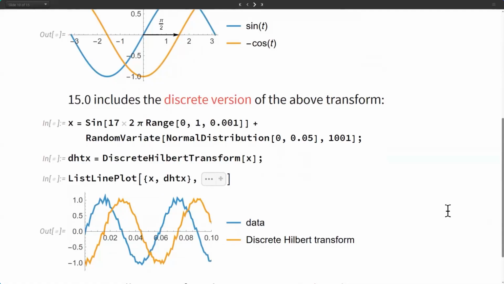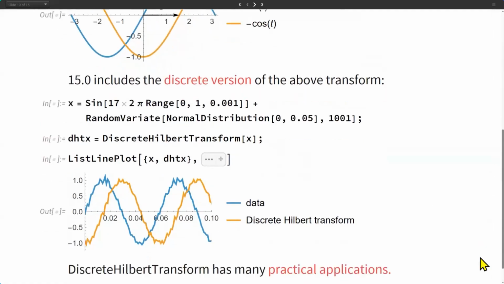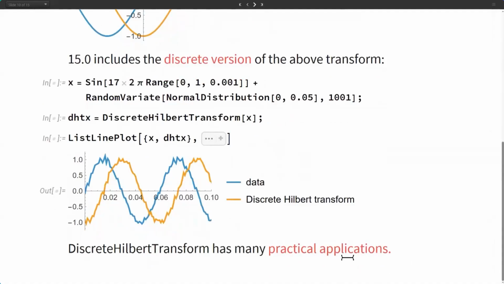And the reason for introducing this new function is that it has many practical applications to medicine, seismology, all kinds of things. So I think the documentation for this should be quite beautiful. Do look at it when the release happens.